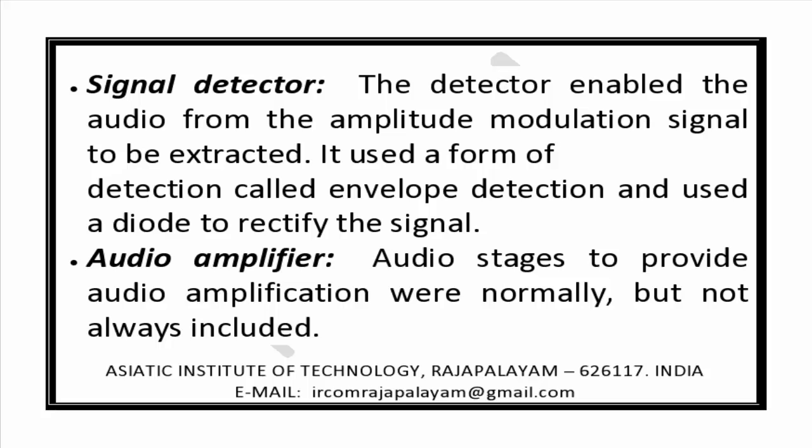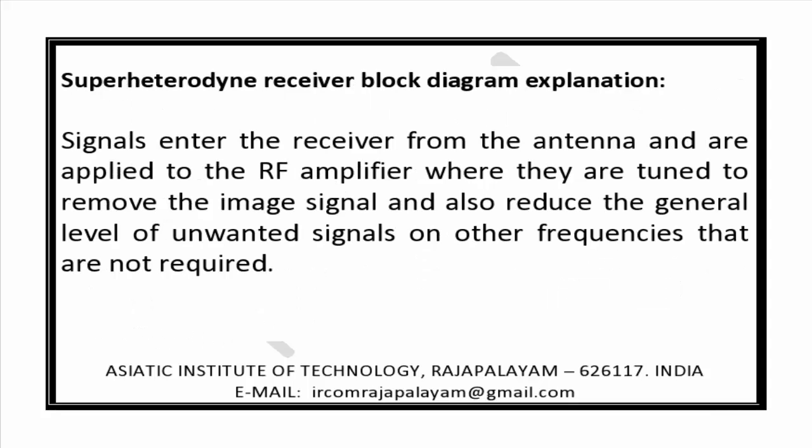Superheterodyne receiver block diagram explanation. Signals enter the receiver from the antenna and are applied to the RF amplifier where they are tuned to remove the image signal and also reduce the general level of unwanted signals on other frequencies that are not required. See the block diagram for superheterodyne receiver.